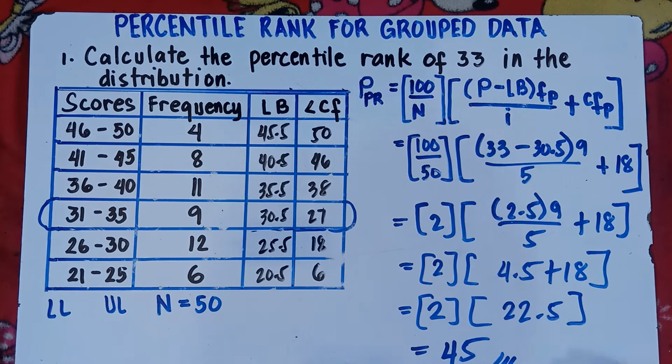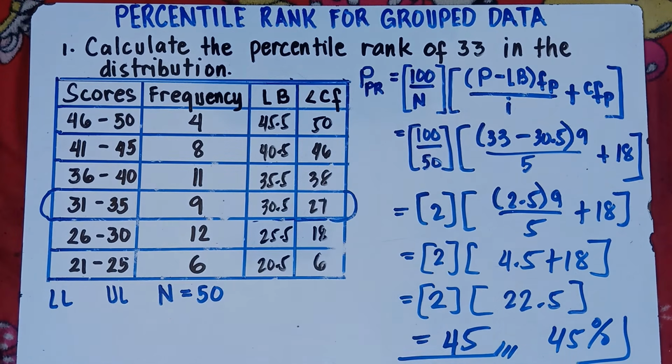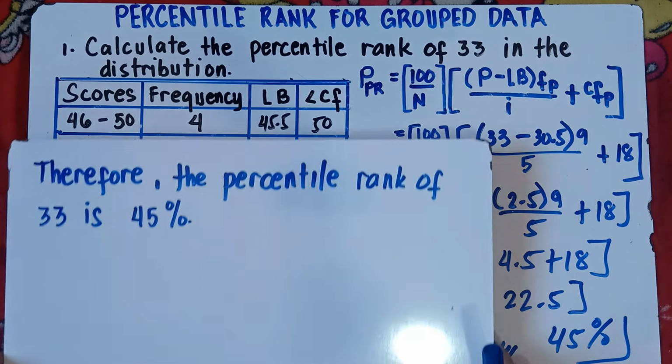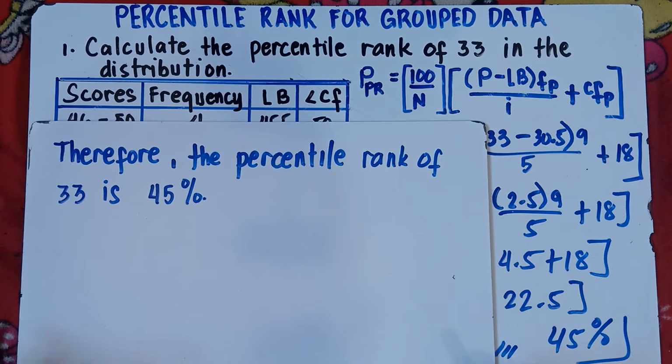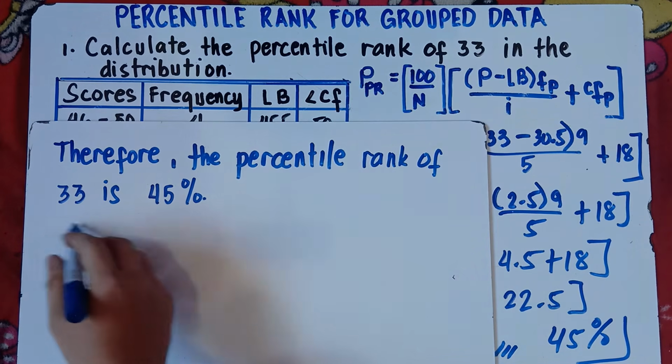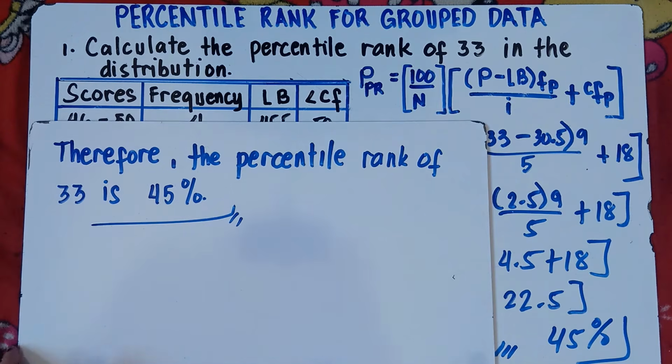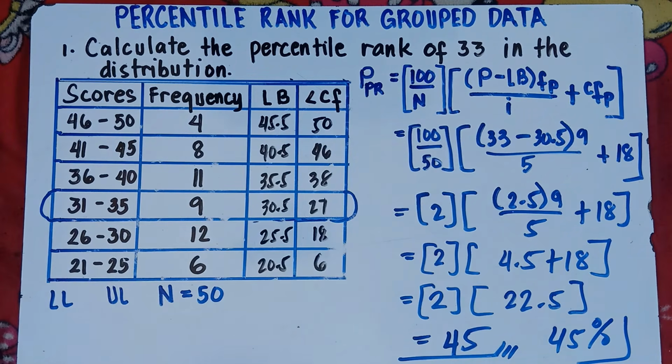That's it, class. 45%. This percentile rank of 33, that is 45%. That's the answer there. So therefore, our conclusion: the percentile rank of 33 is 45%. That's it, class. All set. That's how you solve for number 1. I hope it's clear for you, class.